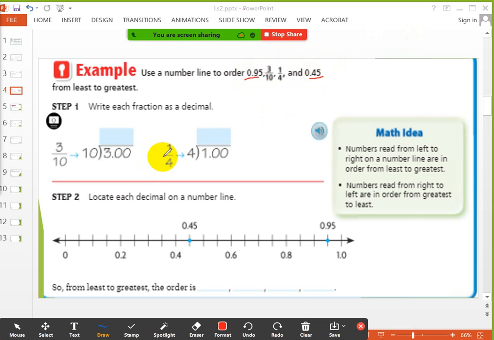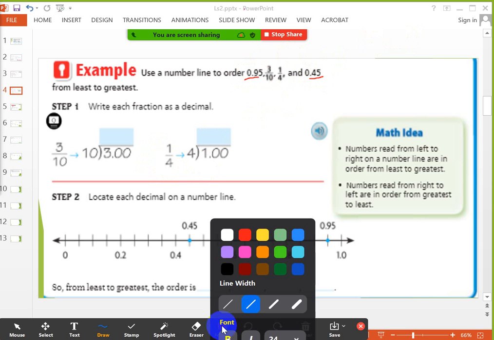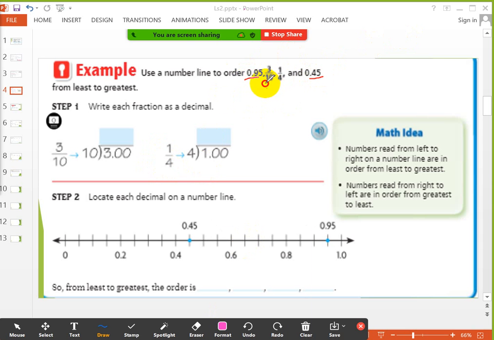Okay, so those are okay. Now I have 3 over 10 and 1 over 4. Those are fractions, so I have to write those numbers as decimal numbers. How will I do that? I will divide the numerator by the denominator.